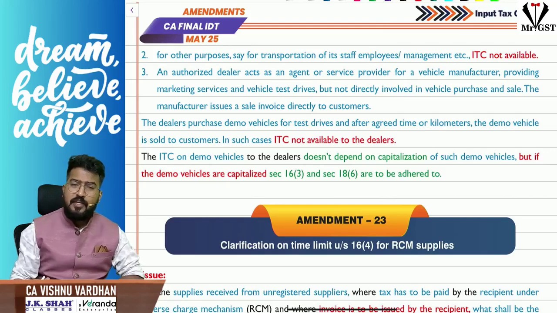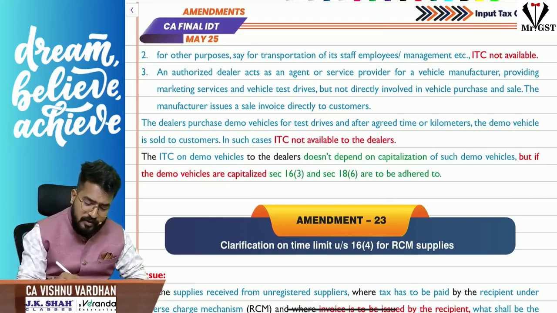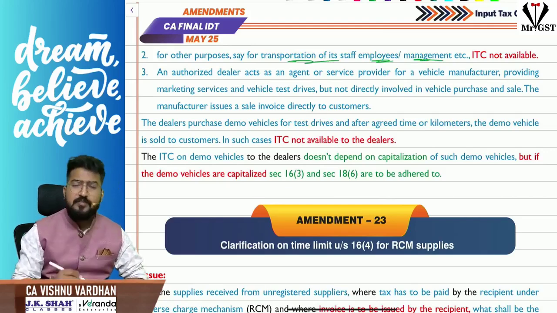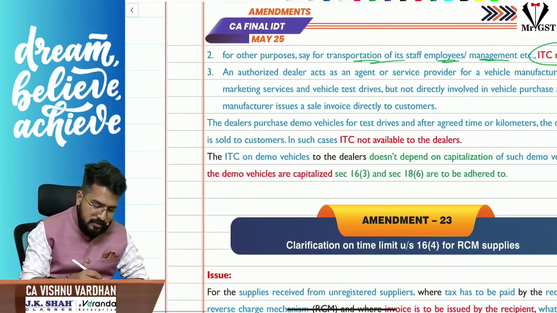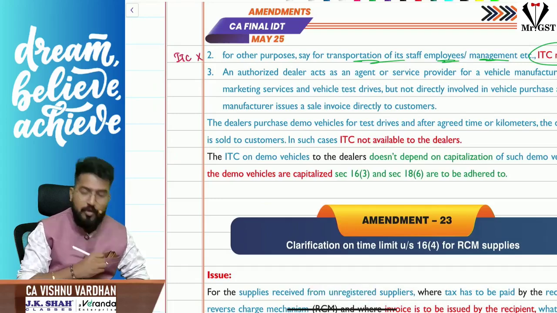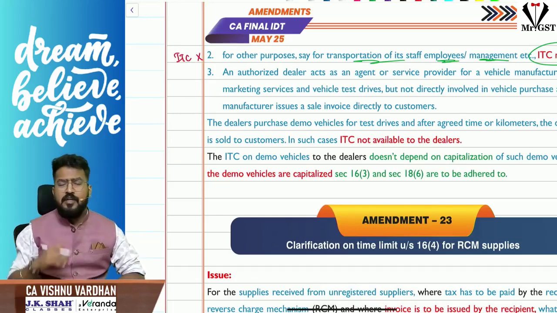Now, no sir, I am not using the cars I have purchased for giving demo or trial to the customers, but I am using them for transportation of my staff, employees, management, etc. Then ITC is not available, so ITC is blocked. Here ITC is blocked. Okay, this is the second situation.